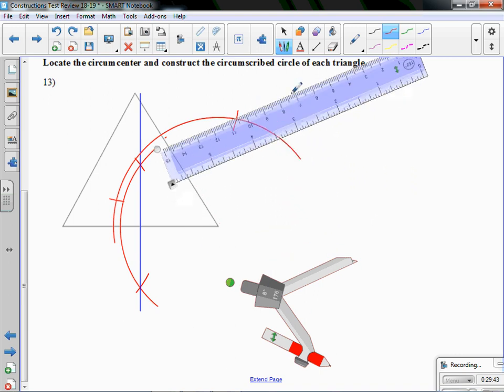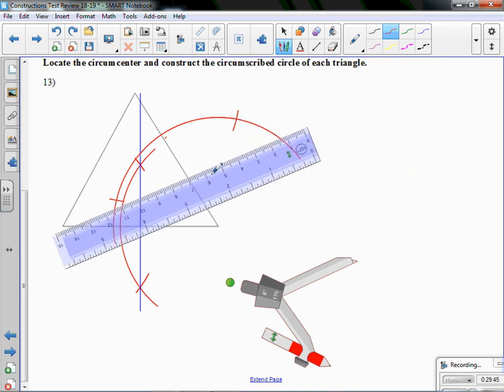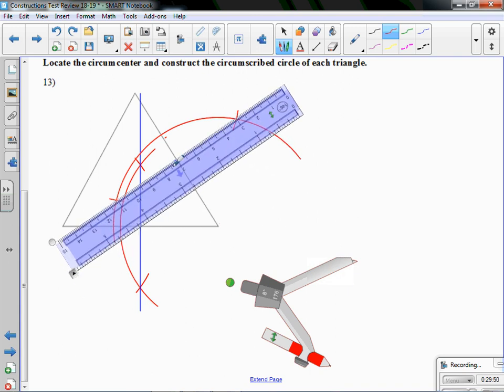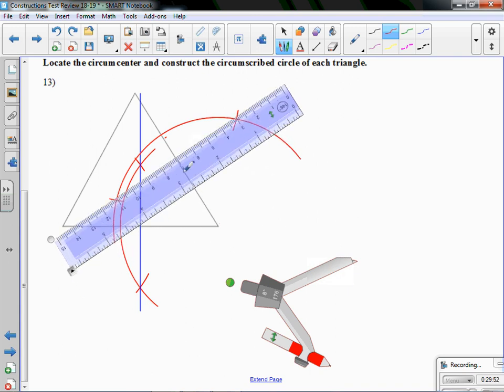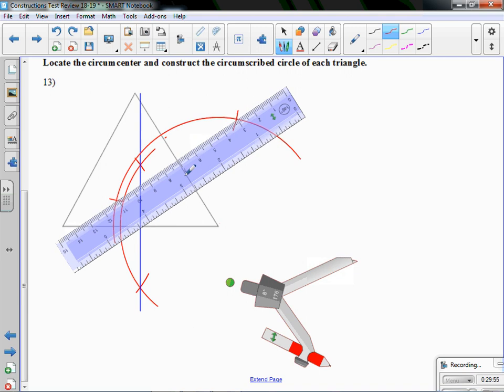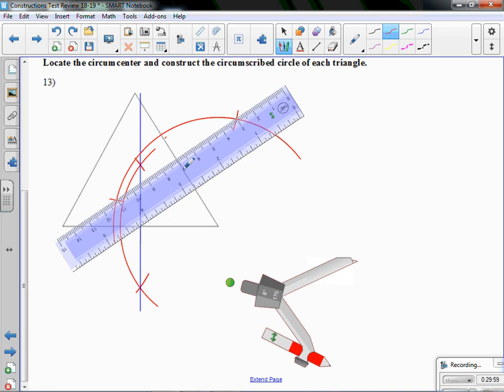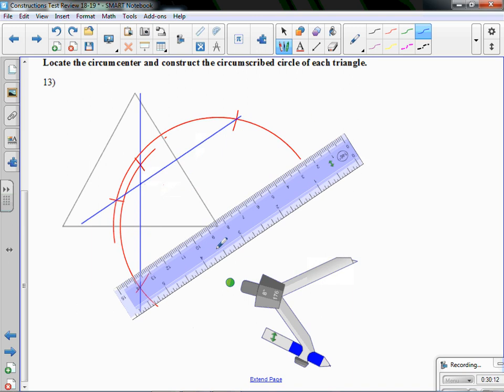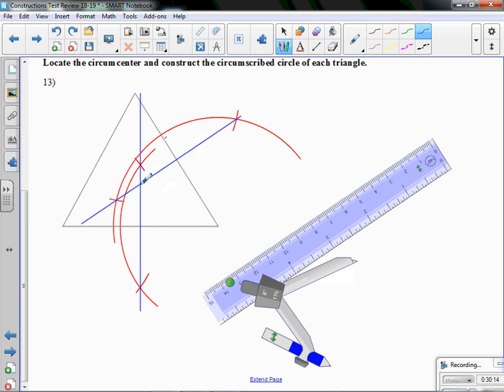Bring in our straight edge. Line it up with those two intersections. So, draw in our perpendicular bisector. And so this point right here should be the circumcenter of the triangle.